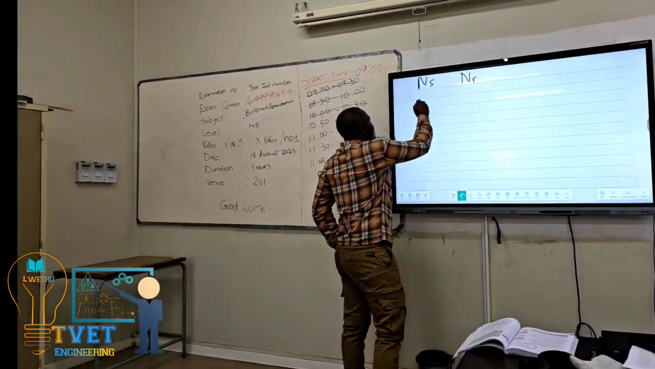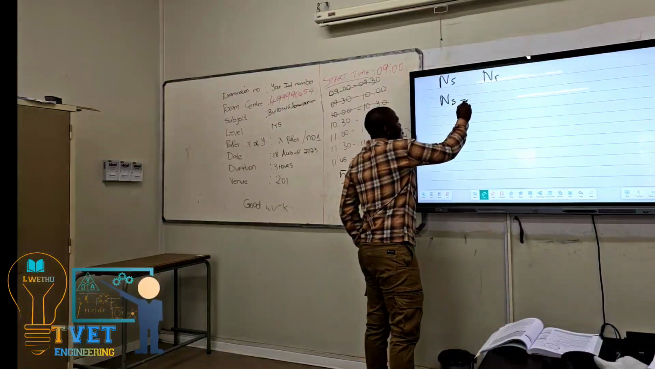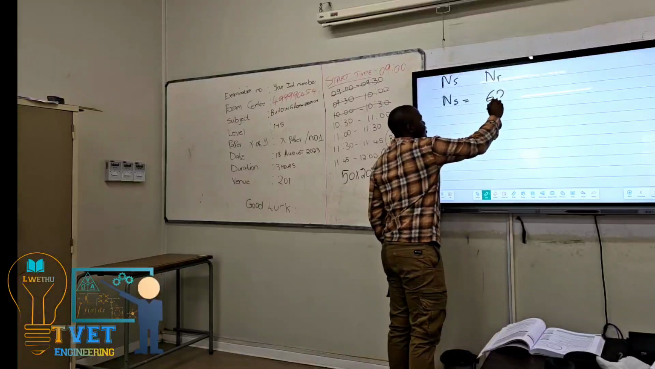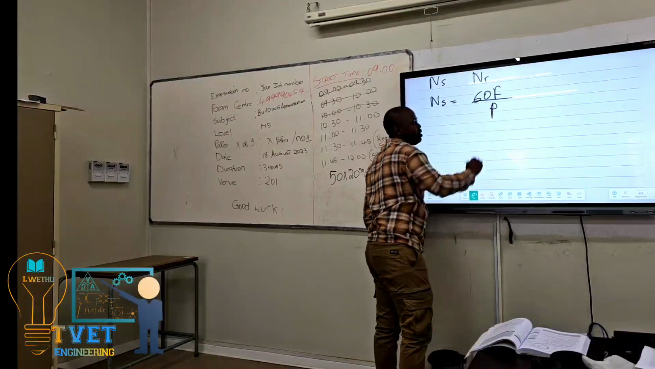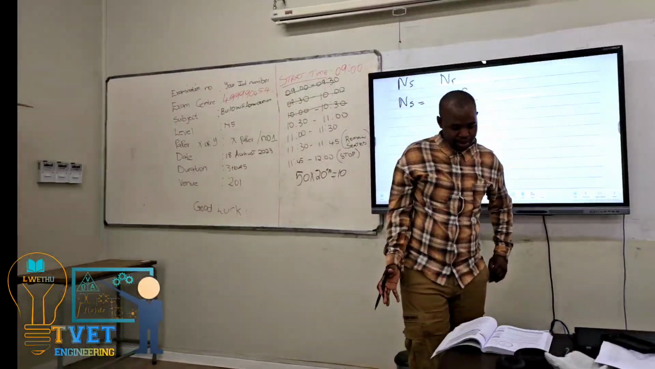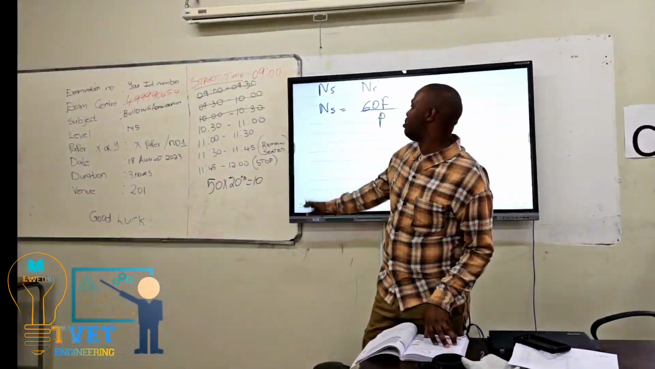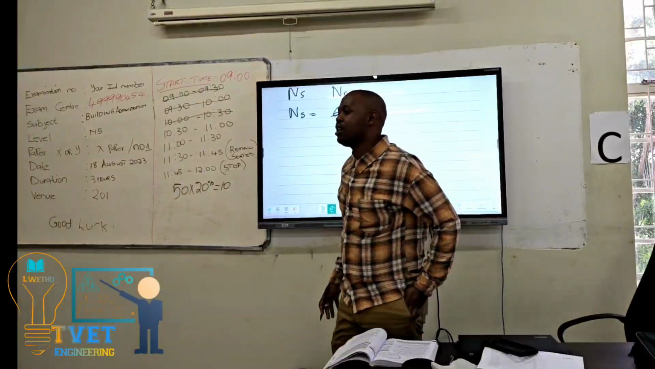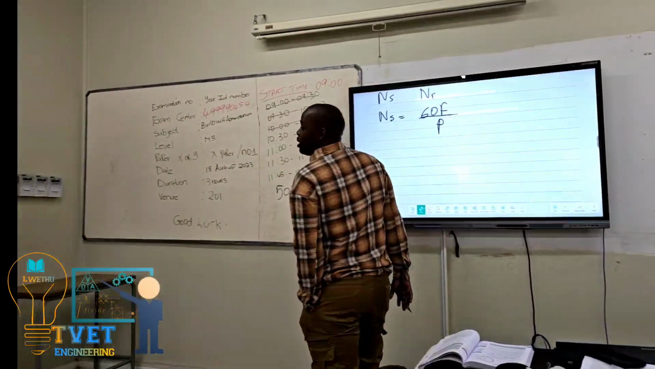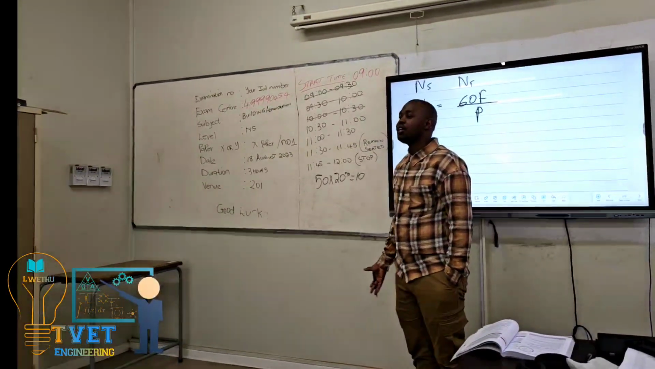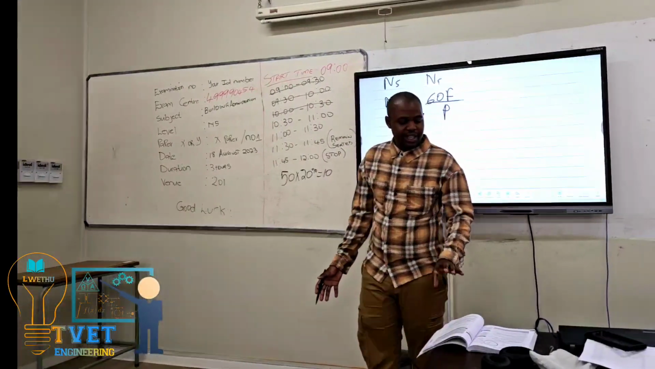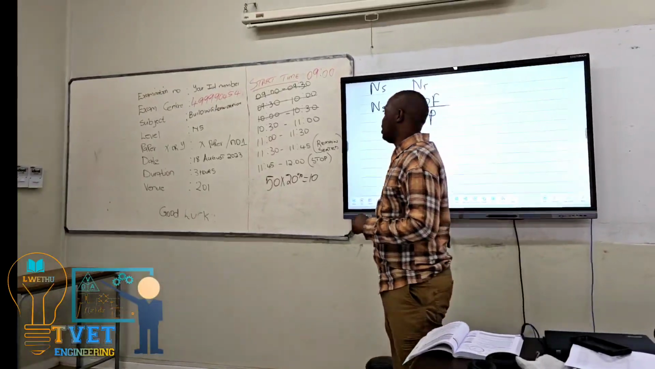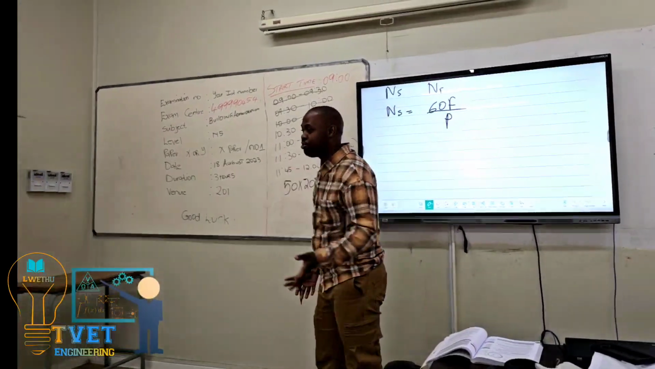We calculate the synchronous speed as Ns = 120f over P. That is something we are supposed to know. Synchronous speed is always 120 times the frequency over the number of poles. The next thing is, how do we calculate the rotor speed?